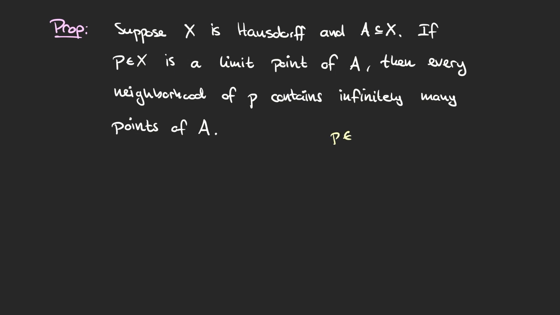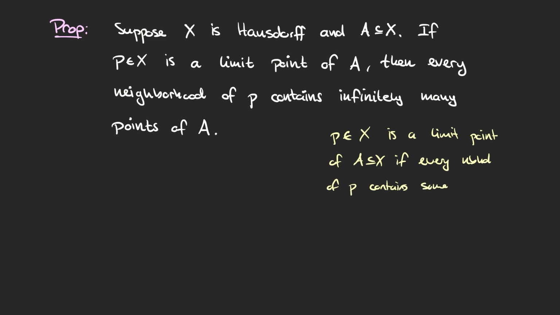Remember that a point P, which in general can lie anywhere within X, is a limit point of some subset A of X if every neighborhood around P contains some point of A other than P itself.